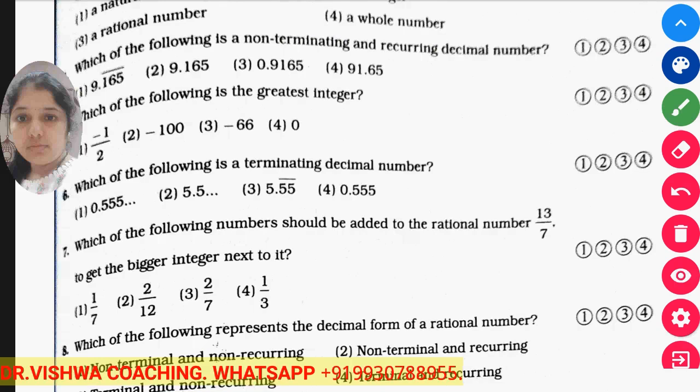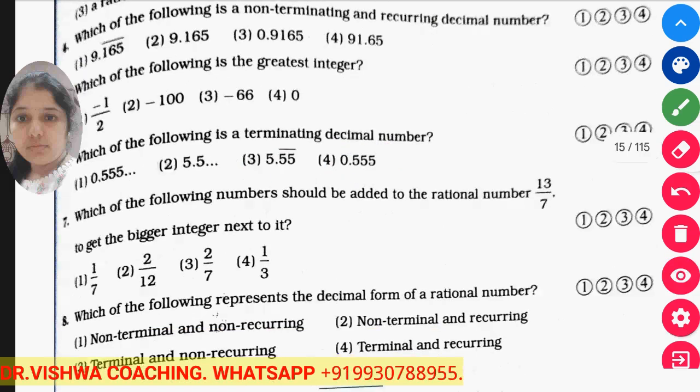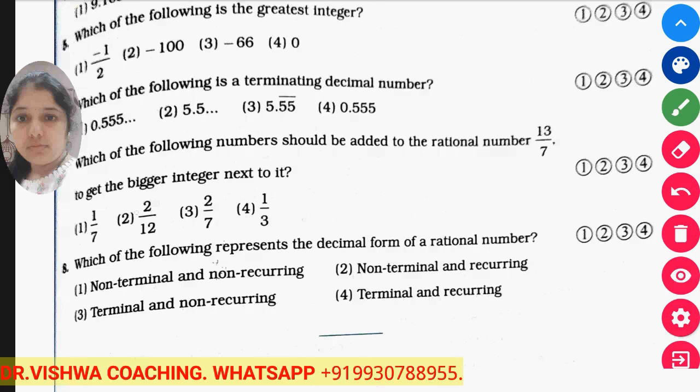Now which is the terminating decimal number here? One which gets ended is terminating. So option number 4 is the correct answer. Here also it continues 55555, and it is shown as the slanting line on its head. Now see, which of the following numbers should be added to the rational number to get the bigger integer next to it? Now we have to find the bigger integer next to it. So we will add 1 by 7, because it becomes 14 by 7, means 2. So 2 is the greater integer. So we will add 1 by 7 here.